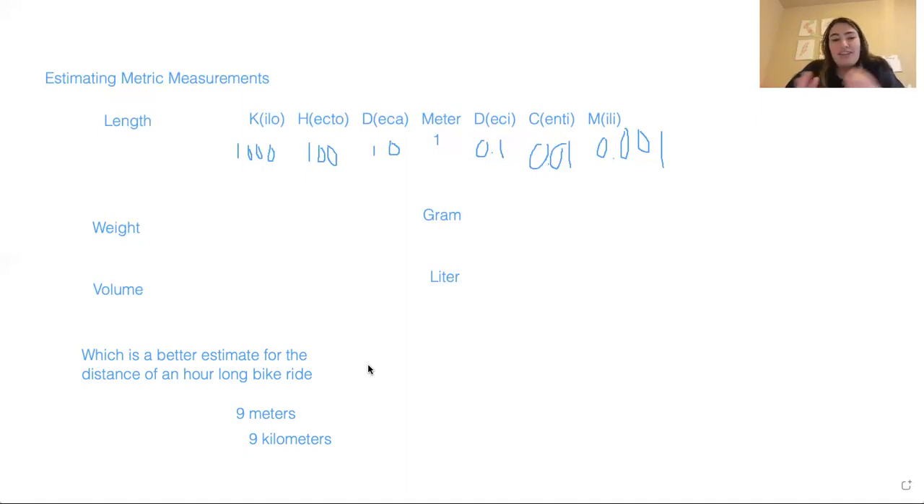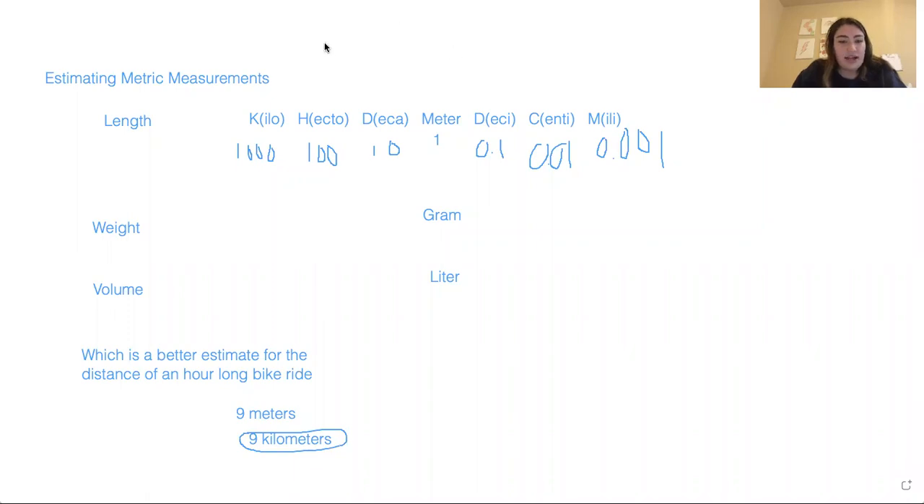So on that kind of scale is how you make the justification that for an hour-long bike ride, you would probably be going 9 kilometers, unless you were going really, really slow, because you could probably walk 9 meters in the span of a few minutes. And biking, you're going even faster. So the answer would be, circle this, 9 kilometers. That's a better estimate.